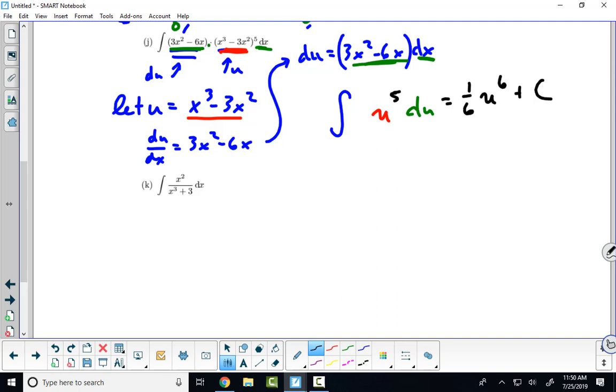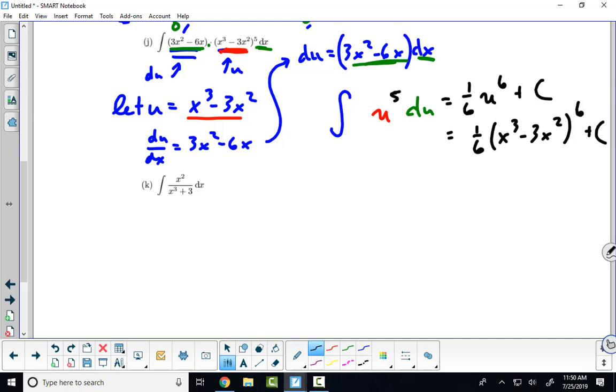But u wasn't the variable you were asked to solve for, was it? No. Well, what was u? Well, u was x cubed minus 3x squared, so we get 1/6 times x cubed minus 3x squared all to the sixth power plus c. Everyone see what we did? The phrase is we back substituted what u was holding the place of.